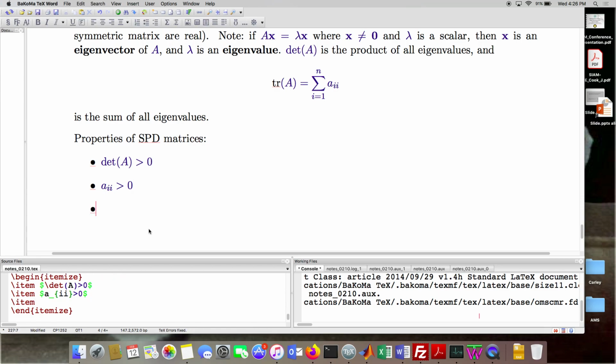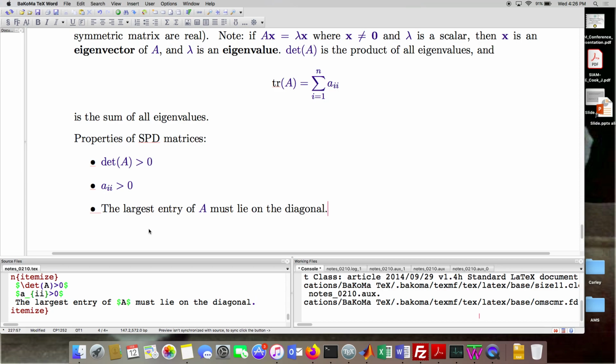Okay, and another, the largest entry must lie on the diagonal. So an SPD matrix is allowed to have negative entries in it. They just can't be on the diagonal. And generally you're not going to be able to have positive definiteness unless you have larger entries on the diagonal and smaller entries away from it.